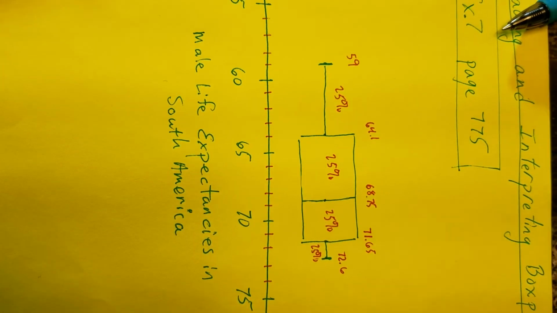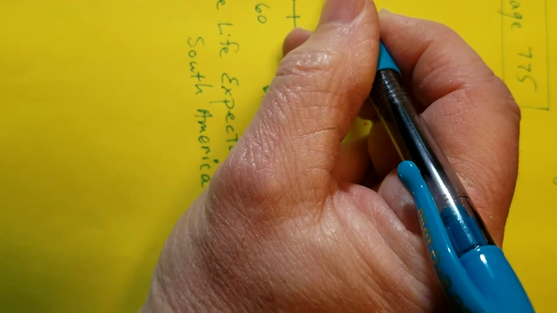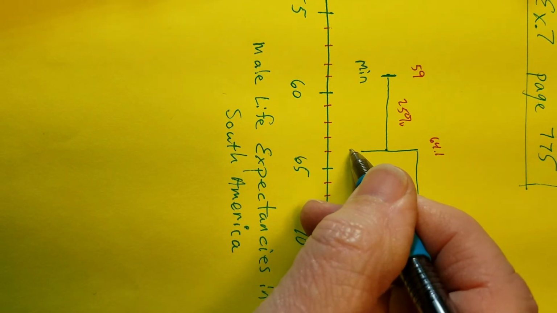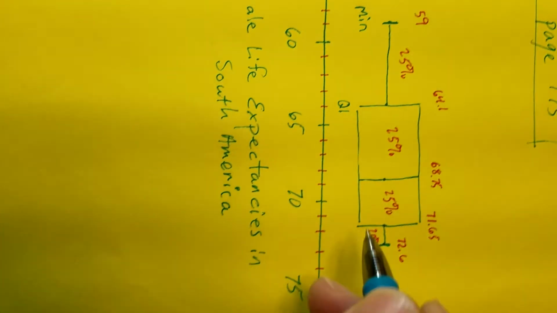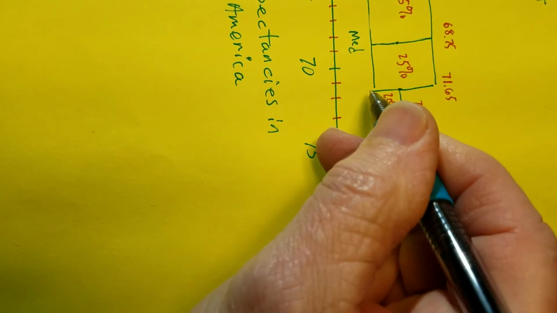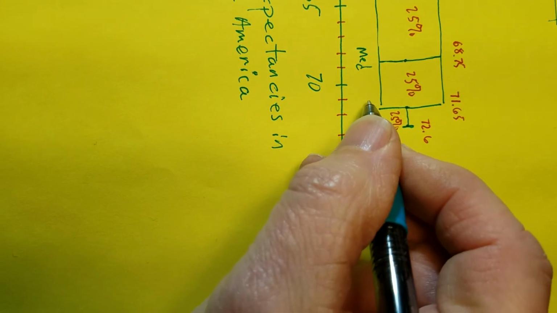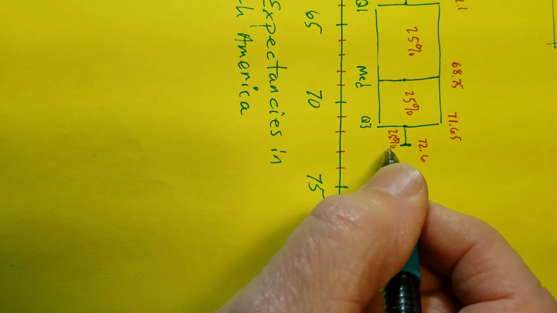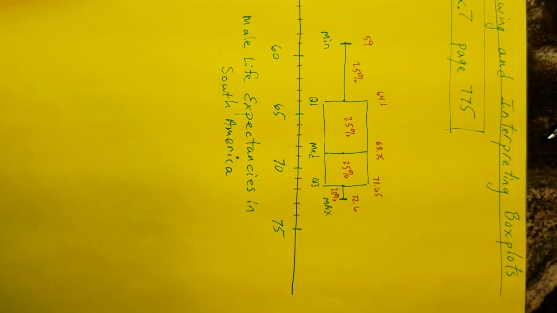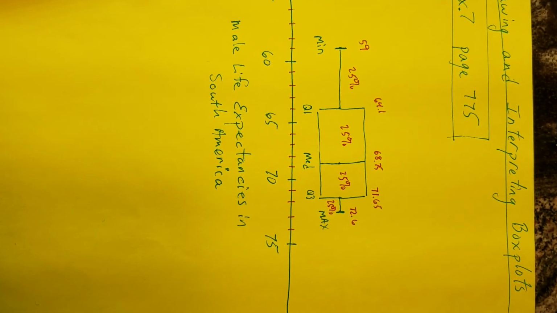Now, just a reminder, this is your min. This is your lower quartile, which they call Q1. Your median, not your mean, your median. Your upper quartile, Q3, and then this is your max. So that's how you lay out a box plot.